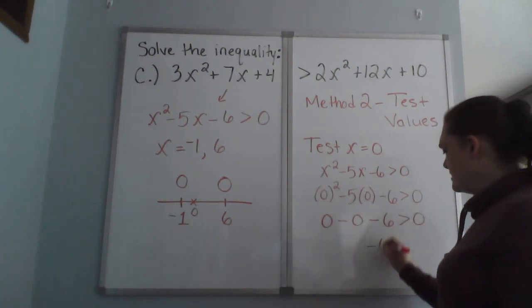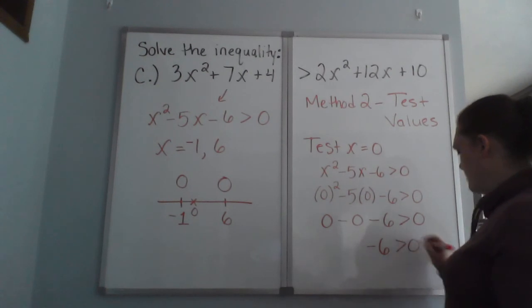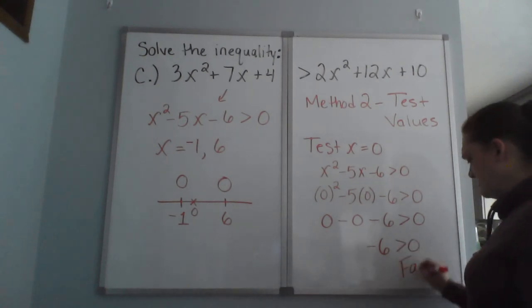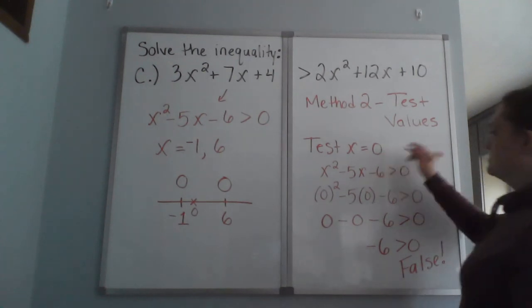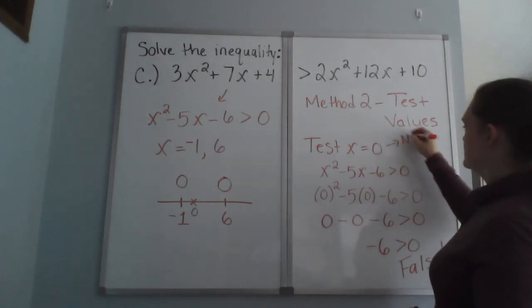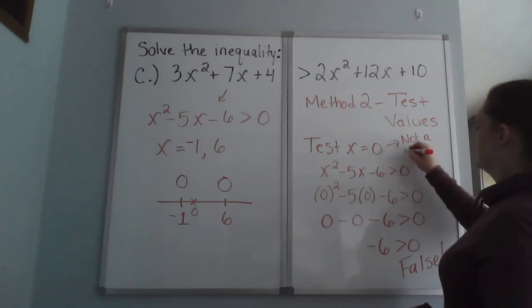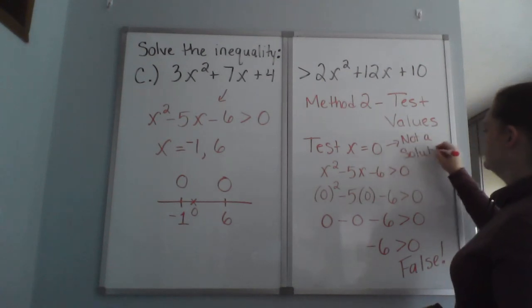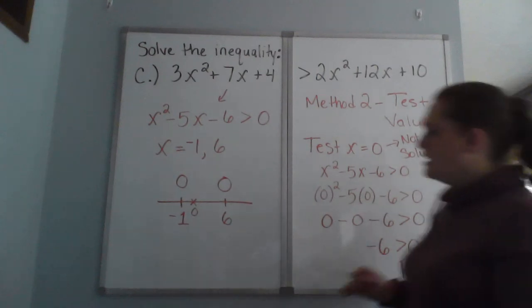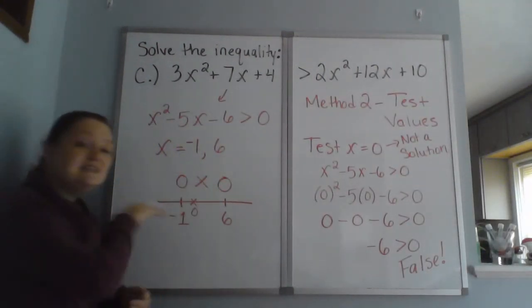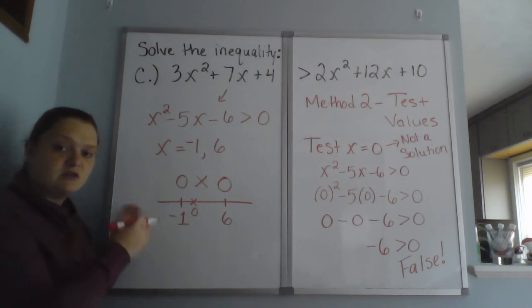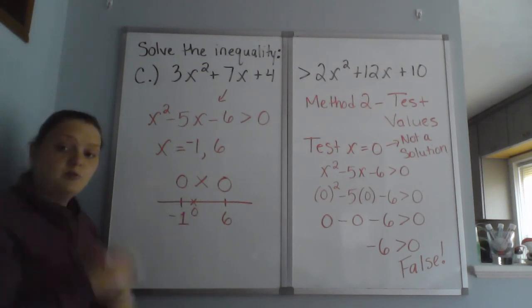That gives me -6 is bigger than 0, and that's a false statement. That is not true. That means that x equals 0 is not a solution. So because x equals 0 is not a solution, that means none of the x values in the middle of this number line will be solutions.